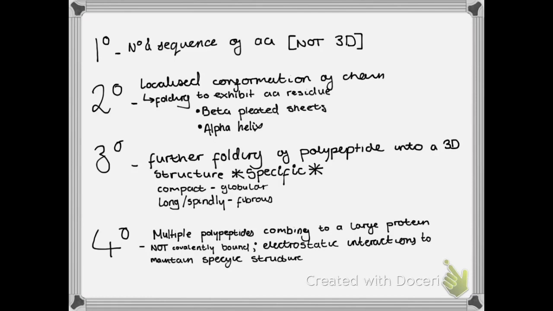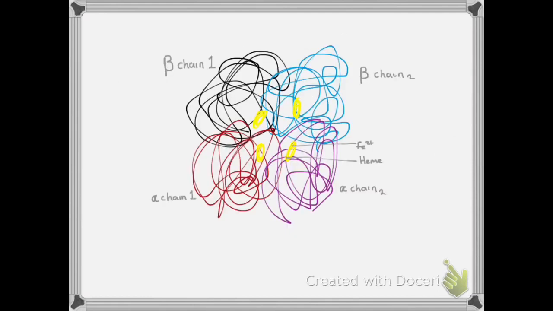You've also got your quaternary, or fourth level. This is when multiple tertiary structure polypeptide chains join together. This isn't through any form of covalent bonding. It occurs due to, again, the electrostatic interaction between the different groups of the amino acids. And here's just a little example of hemoglobin, which is a quaternary structure protein.